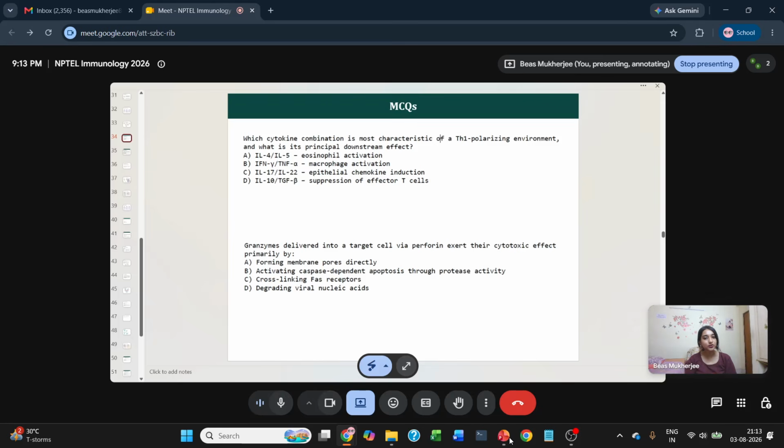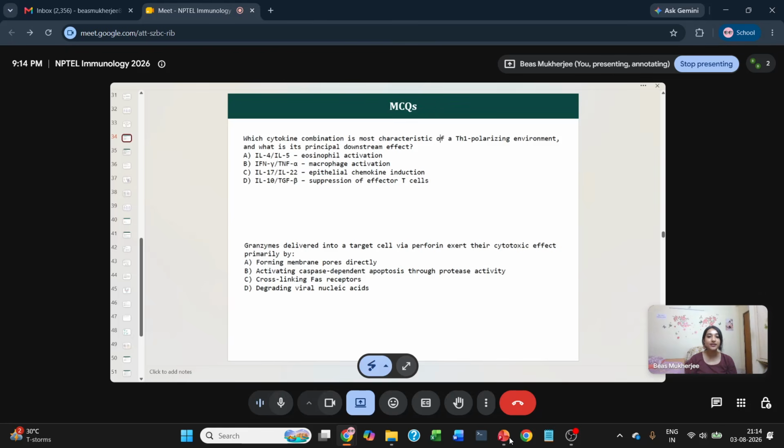Now we have two more MCQs. Which cytokine combination is most characteristic of a Th1 polarizing environment, and what is its principal downstream effect? So the options are: A, IL-4 or IL-5, eosinophil activation; B, interferon gamma and TNF alpha, macrophage activation; C, interleukin 17 and interleukin 22, epithelial chemokine induction; and the fourth option is interleukin 10 and TGF beta, suppression of effector T cells.